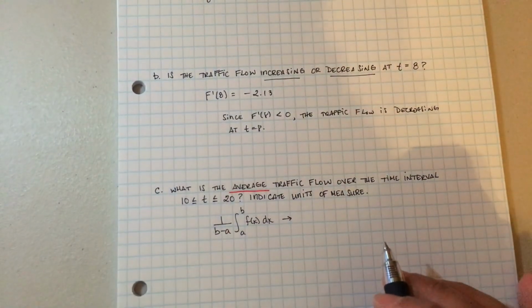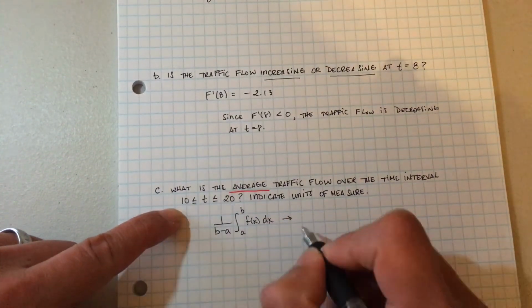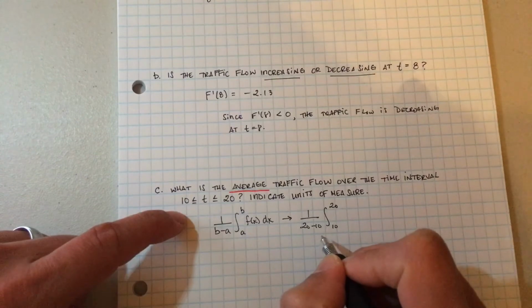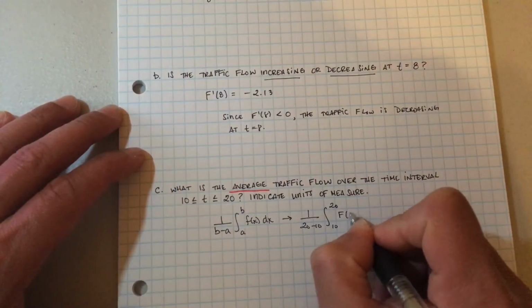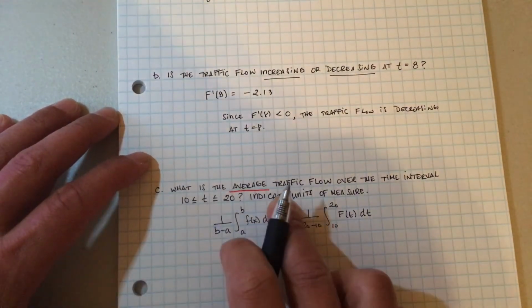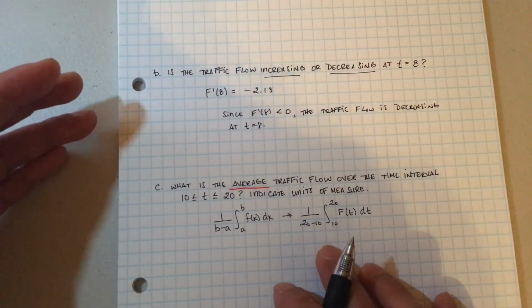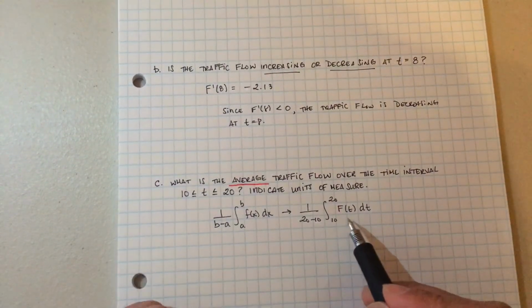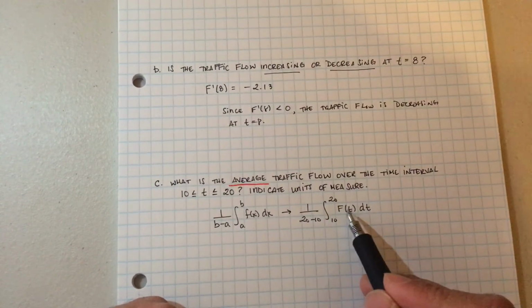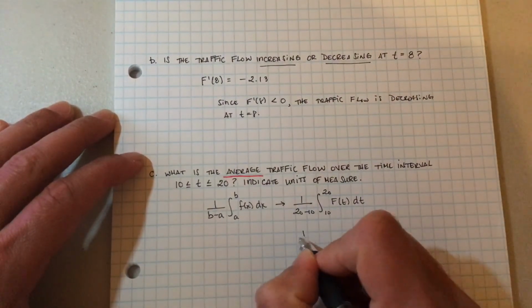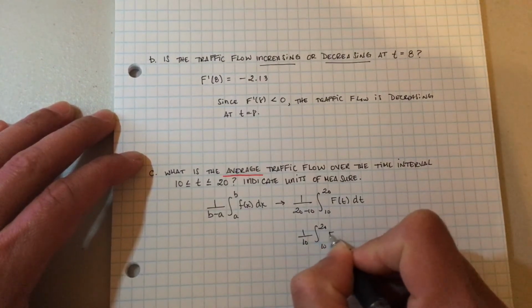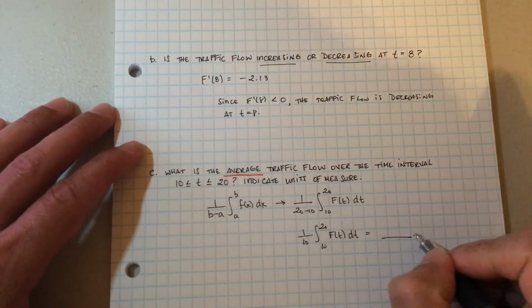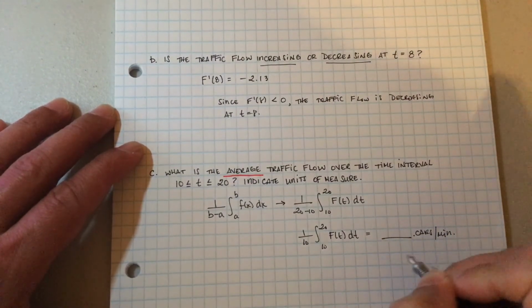Okay, so what does that mean? Well, this is your a, that's your b, so we're going to go 1 over 20 minus 10, the integral from 10 to 20 of f of t dt. Because what is the average flow? How do we find the average of something? Well, it's the total divided by the time interval that it's giving you. So to get the total amount, you take the antiderivative of the rate f of t. Now you end up with 1 over 10, the integral from 10 to 20 of f of t dt. And whatever you get there, that's going to give you the value, in cars per minute.